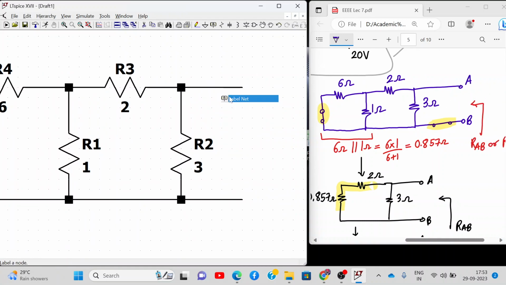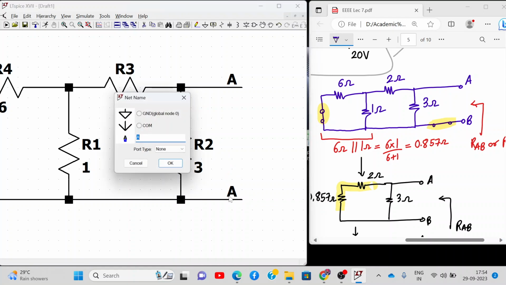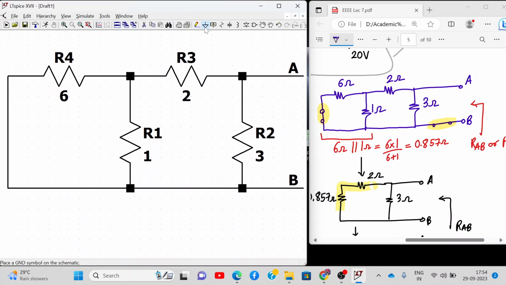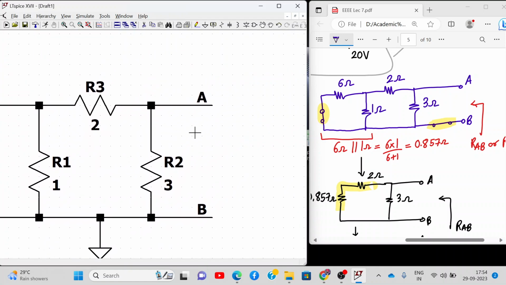So right click, label net, and call it as A, and this one you can call it as B. Actually B is not required because we will be connecting it to ground, so this is a ground. So even if you write B, it won't come. So VAB is just for the namesake we have written.